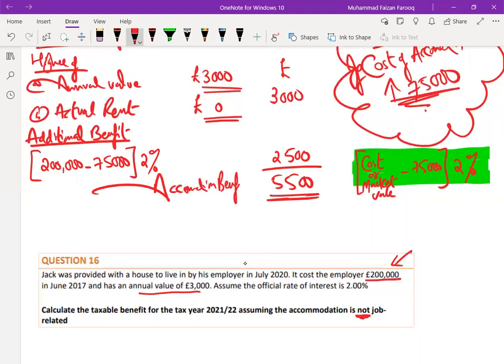This will be my accommodation benefit, which is going to be added in the salary. Any questions, please? No questions.